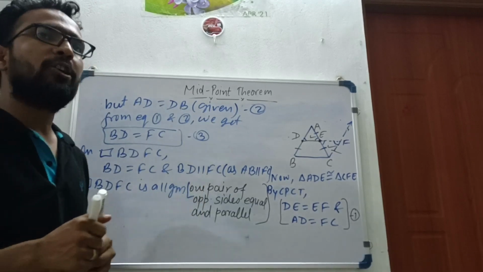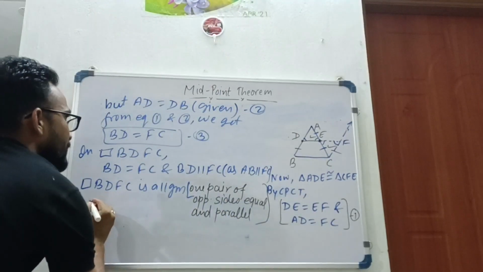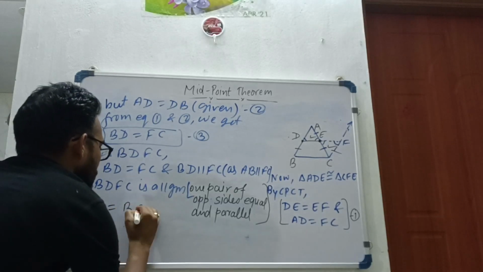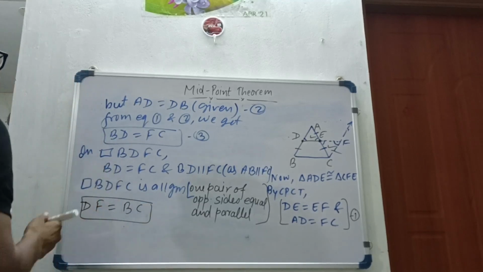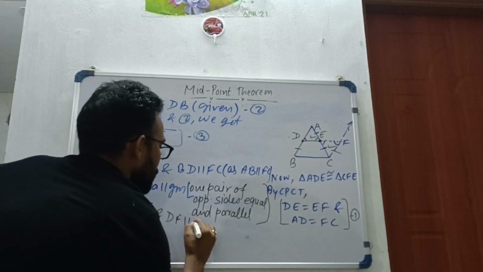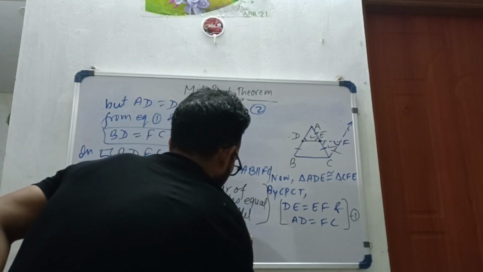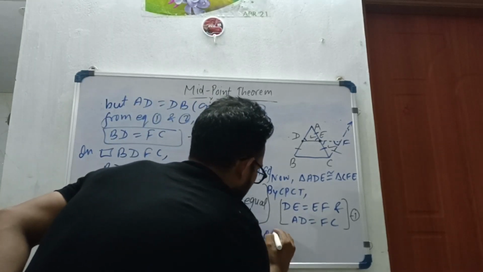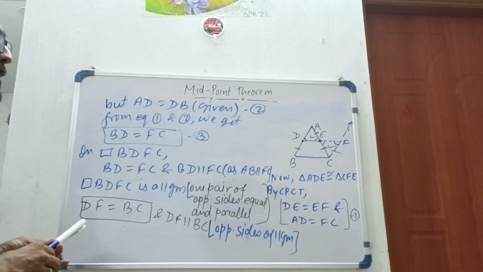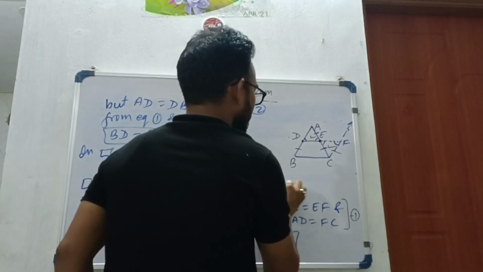If BDFC is a parallelogram, we can say opposite sides of a parallelogram are equal. Then from this we can say DF is equal to BC. And opposite sides will be parallel also, so DF is parallel to BC. What reason will you write now? Opposite sides of a parallelogram are equal and parallel.